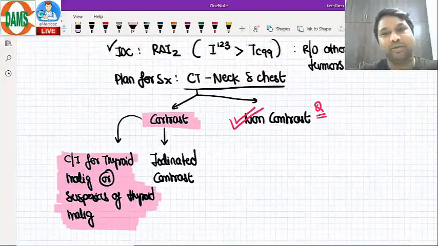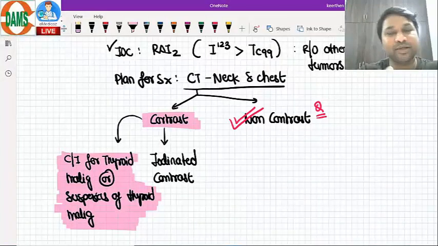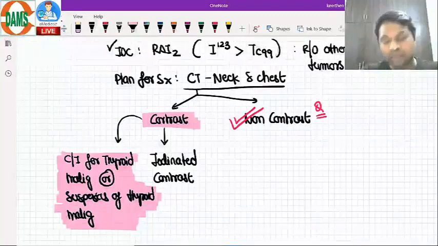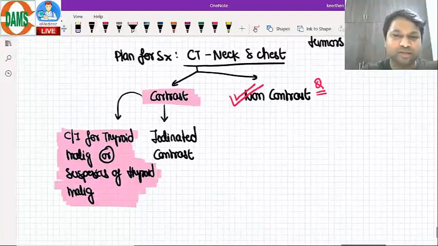Technetium can be used, but because it is not specific, technetium is still under process. Once it gets better, we'll move towards technetium, because same-day imaging can be done.